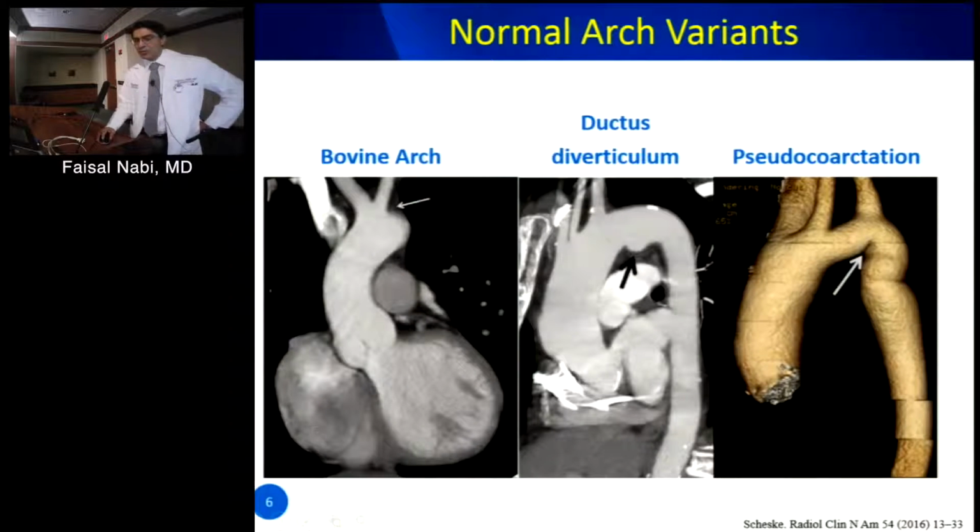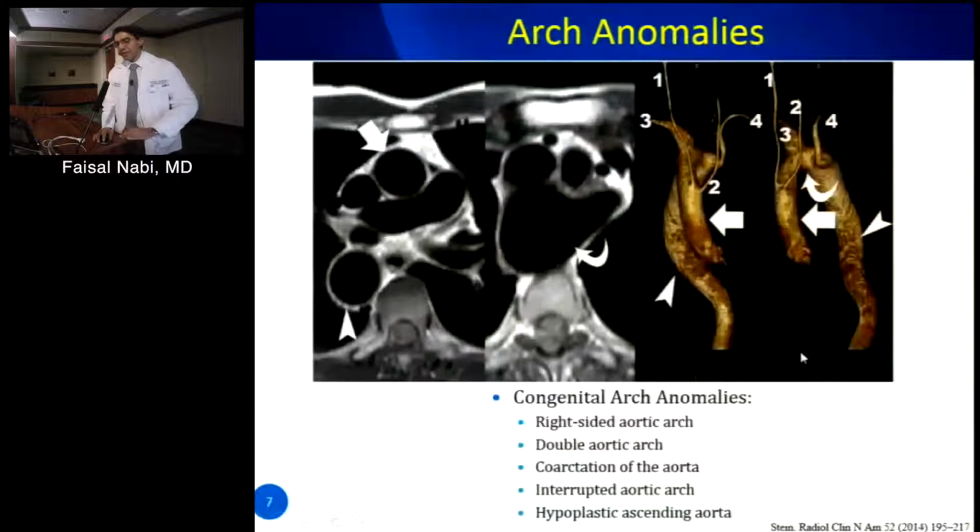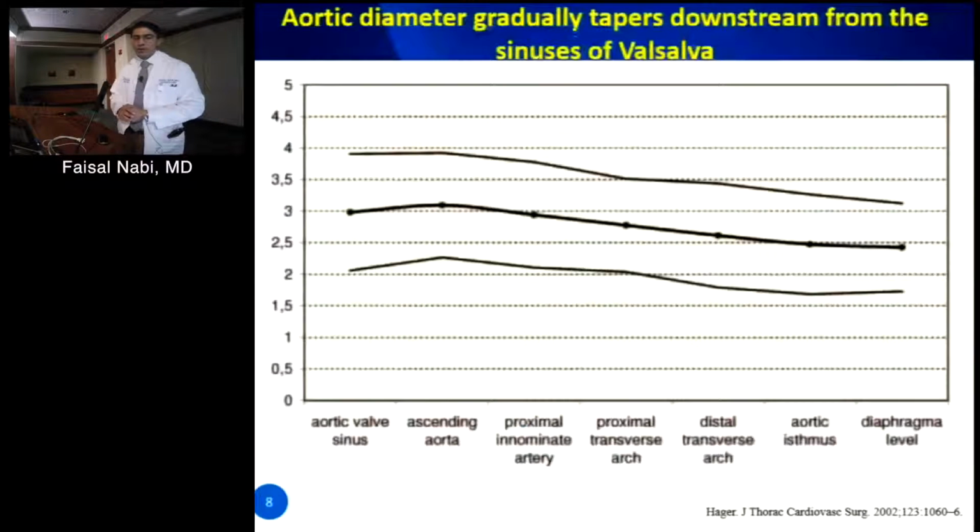And there's another normal variant called a pseudo coarctation, where you really have an unfolded aorta with redundant aortic tissue. Of course, the arch anatomy gets much more complicated than this, especially in our congenital heart disease patients, and this is a lecture in and of itself. So what do we know about the aorta?